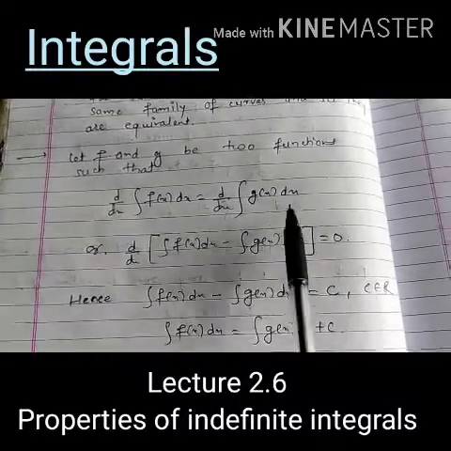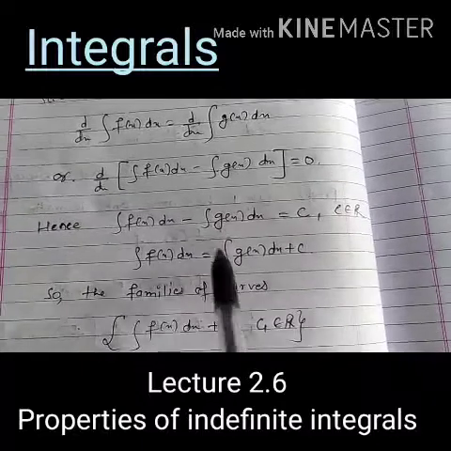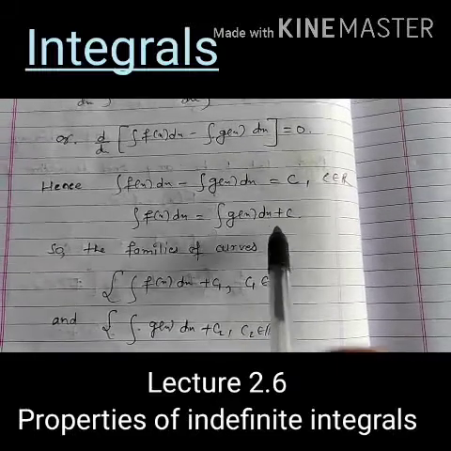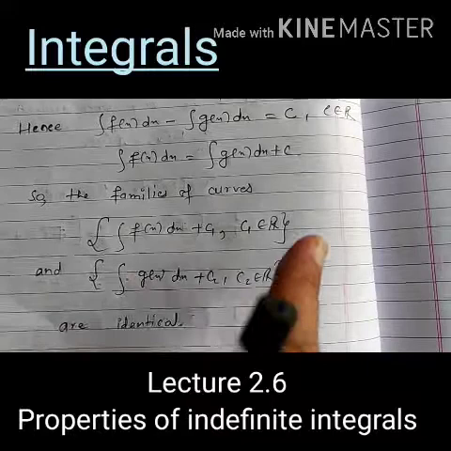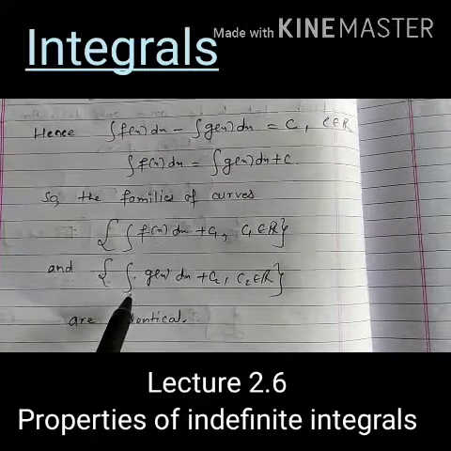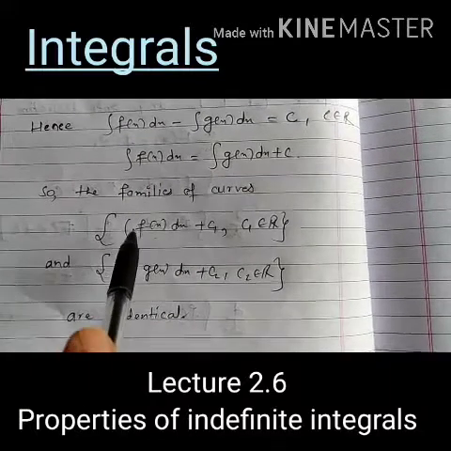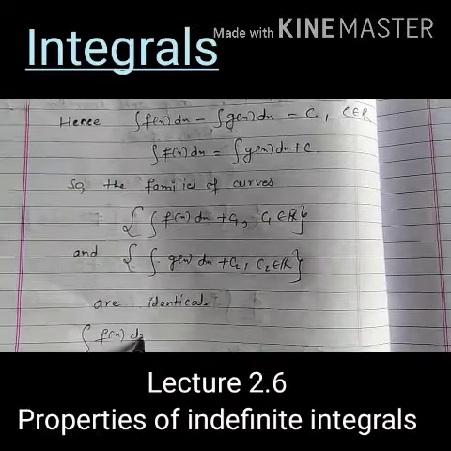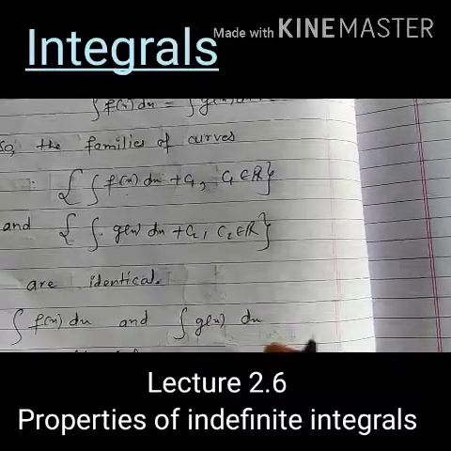Just what is given we will write, then we'll take the derivative, this part will be 0, this part we'll consider as a constant, then we'll shift the integration of g x to the right side. So if the integration of f x equals the integration of g x plus any constant, the families of these curves are identical. Therefore, if these families are identical, can we write the integration of f x dx is equal to the integration of g x dx? So both are equivalent. Equal we cannot say, but we can say equivalent, because we can add here any constant. So in this case, the integration of f of x dx and the integration of g of x dx are equivalent.